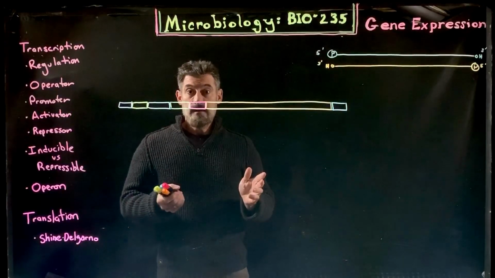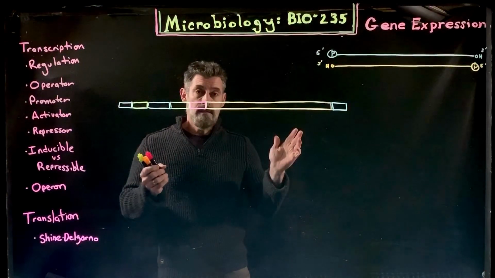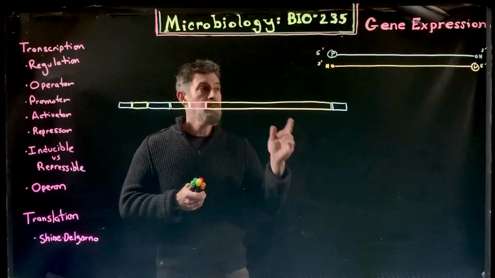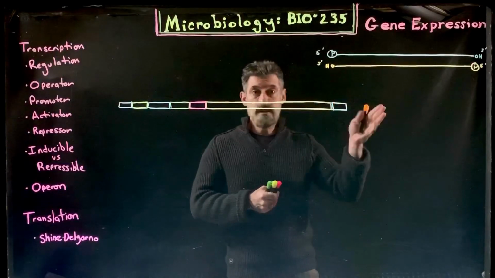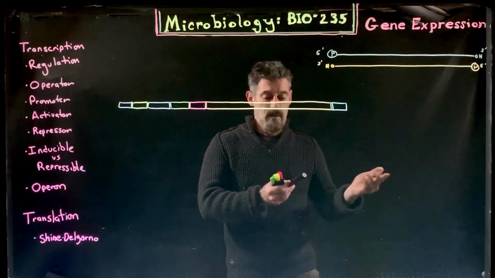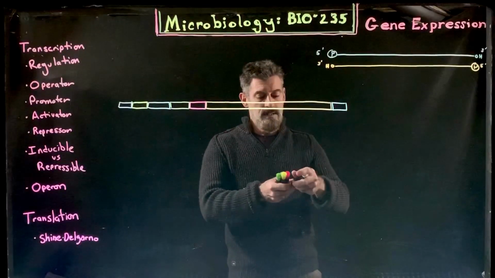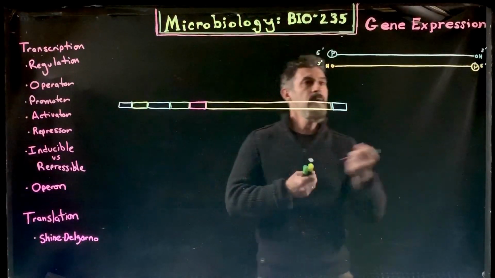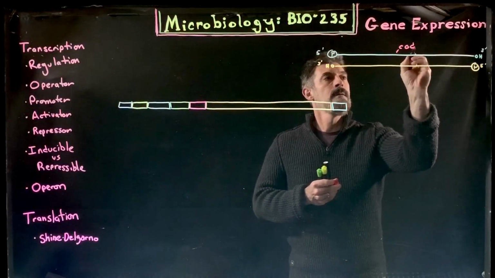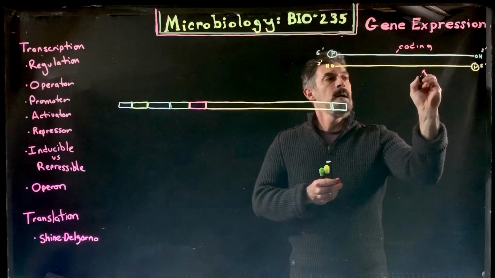In previous lectures, I've already covered the basics of transcription and translation. So the process of gene expression, which is where we have DNA containing the code. The DNA is copied into RNA. So if this is our DNA here, we have what we call a coding strand and a template strand.